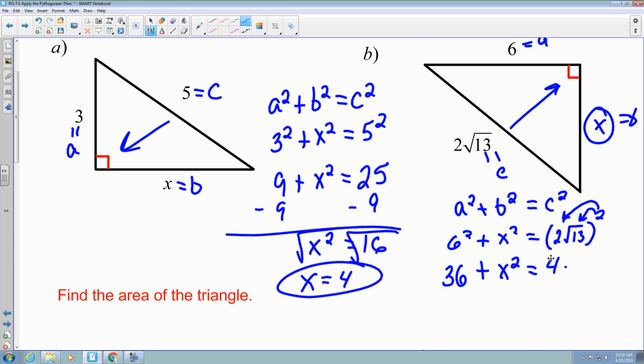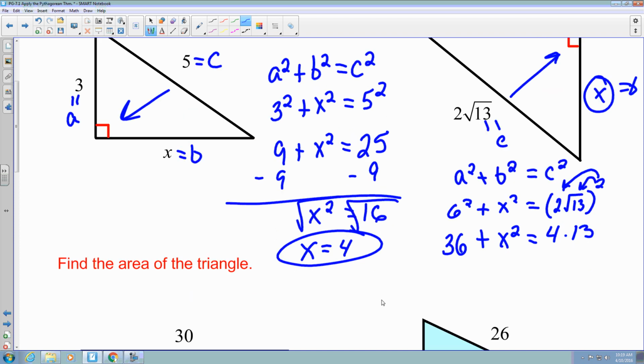The square root of 13 squared is just going to give me 13. That's just what happens when you take the square root and you square it. You just eliminate the square root and you get whatever's inside the square root. So now what I get to do is I take 13 times 4, which gives me 52. So now I have 36 plus x squared equals 52. Let's solve for x. So subtract 36 from both sides. I get 52 minus 36, which gives me 16.